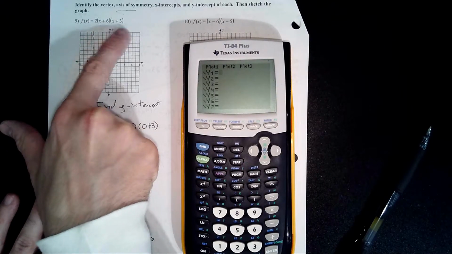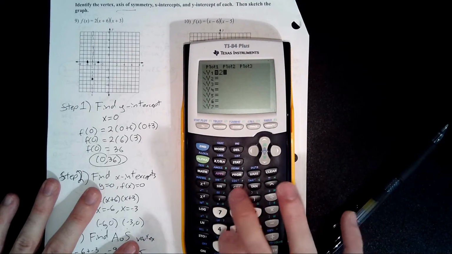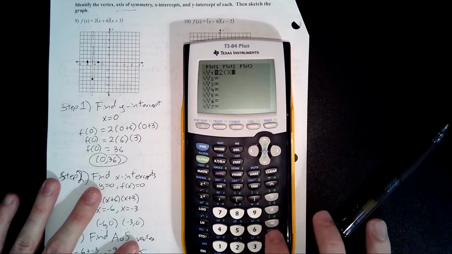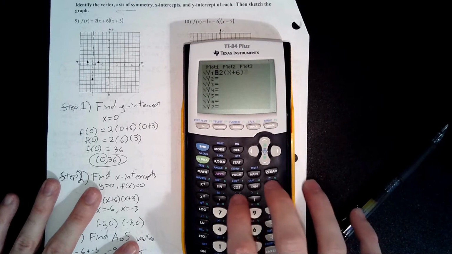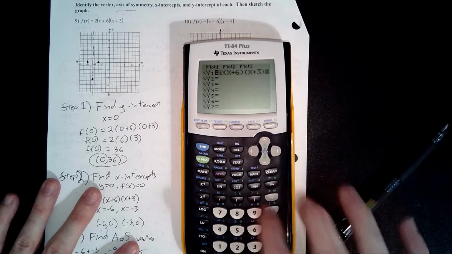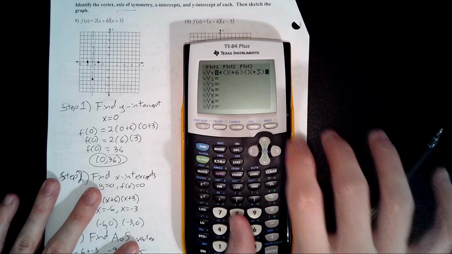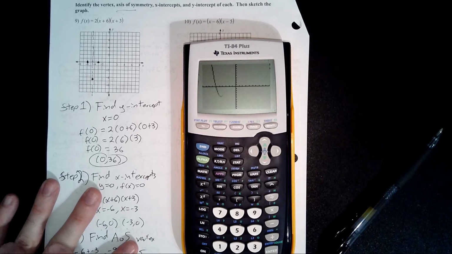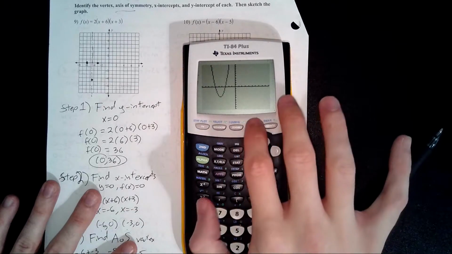So we just need this part up here. So 2 parentheses x plus 6, end the parentheses, new parentheses, x plus 3, end the parentheses. Go ahead and hit graph. Once you've hit graph, we can go ahead and verify a couple of our coordinates. We can verify coordinates by hitting trace.